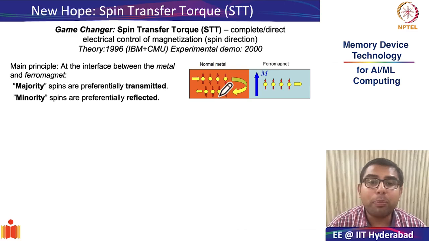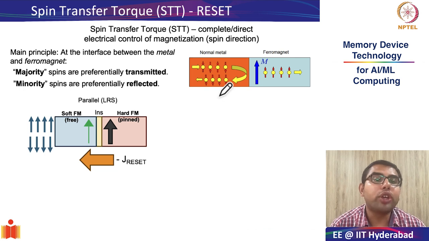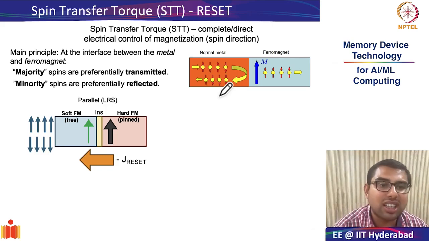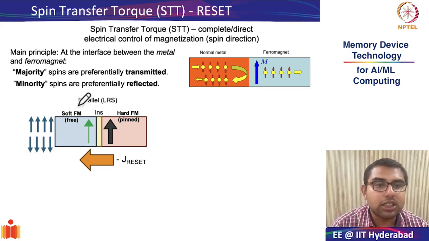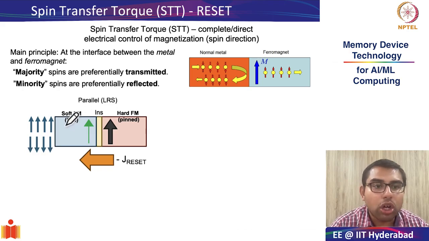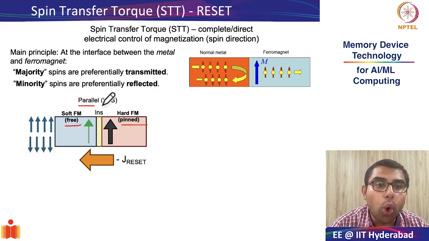Okay, so how does it help in our magnetic tunnel junctions? In our magnetic tunnel junctions, the spin filtering happens at the interface of your hard ferromagnet or pinned ferromagnet and a normal metal, or the interface of MgO. So let us understand this with the actual set and reset cycles. First, let's consider that the magnetization in the soft ferromagnetic layer, or the free layer, and the pinned layer is in the same direction. Since this is in parallel direction, this device is in the low resistance state.